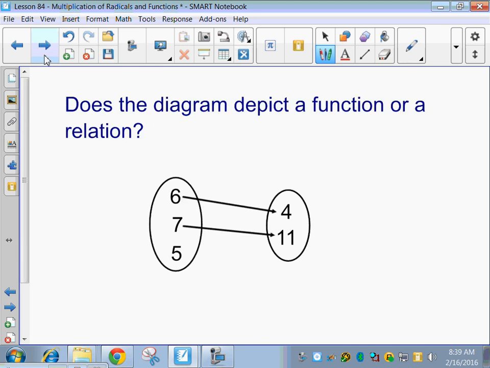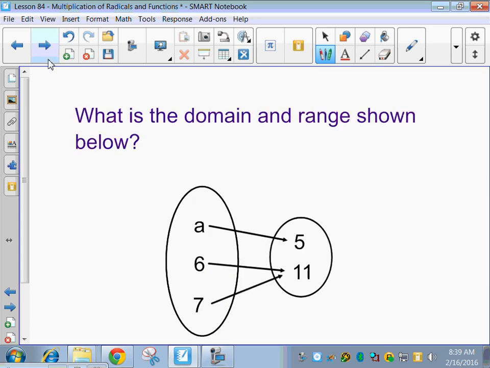Does the diagram depict a function or a relation? So this one's tricky, but go ahead and draw that. We've got 6 going to 4, 7 going to 11, and then we've got this rando 5 there at the bottom. Okay? If you have a random number attached to nothing, this is actually neither. Okay? It's not a function, and it's not a relation. Okay? So if you have some number not connected, doesn't have any friends, that would be neither. All right? Neither. So those are 3 things that can happen. It's a function, it's not a function, or neither.